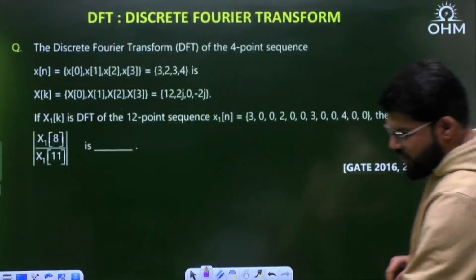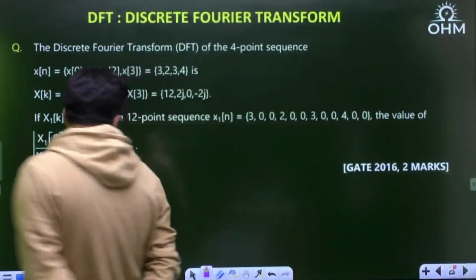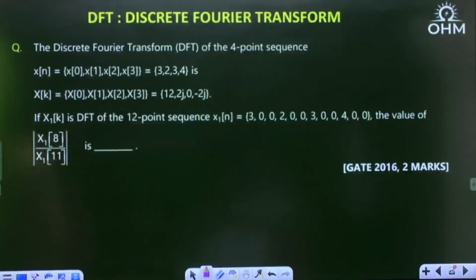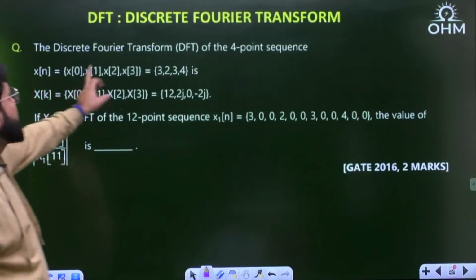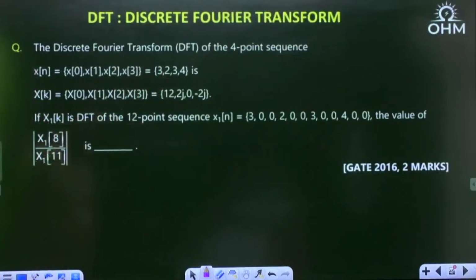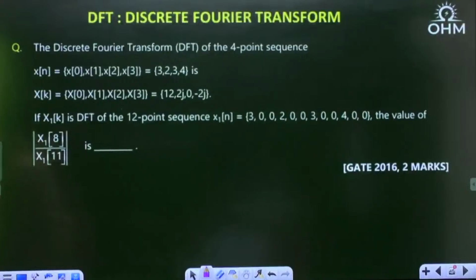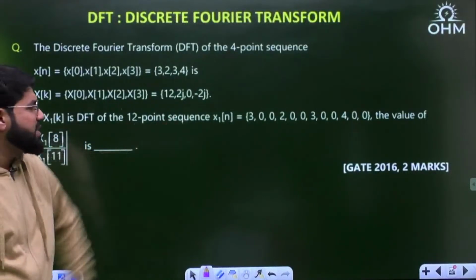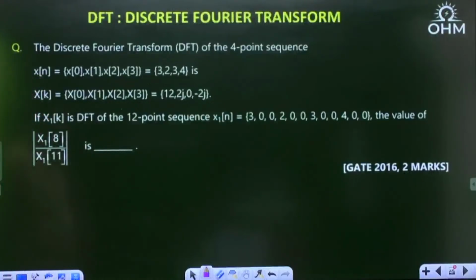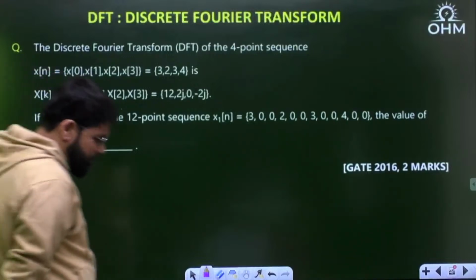Have a look into this next question, a GATE 16 2 marks question. The DFT, the discrete Fourier transform of the 4-point sequence x(n), x0, x1, x2, x3, which is 3, 2, 3, 4, is X(k), which is 12, 2j, 0, minus 2j. If X1(k) is the DFT of the 12-point sequence x1(n) given to you, what is the modulus of X1(8) upon X1(11)?